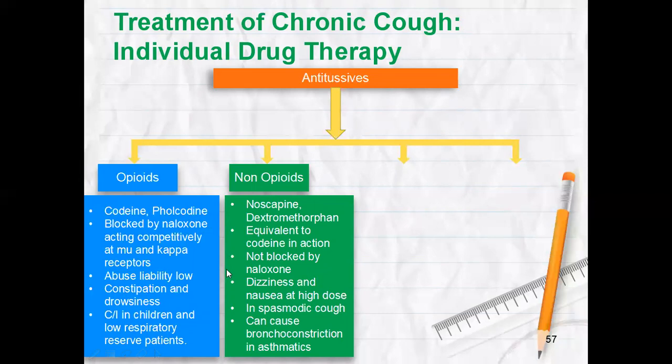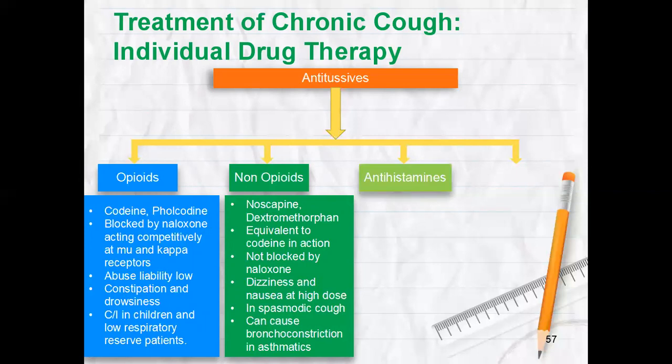The next thing is that their most common adverse effects are dizziness and nausea, and they are preferred in spasmodic cough. They can also cause bronchoconstriction in asthmatics, and this is a relative contraindication in asthmatic patients. So in asthmatic patients, we must give noscapine or dextromethorphan only with specific care or monitoring.